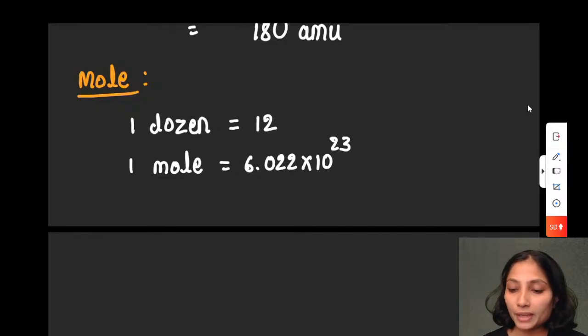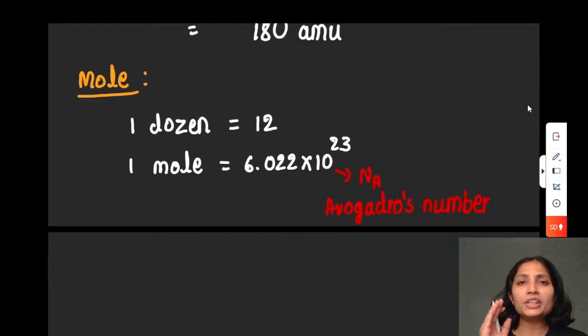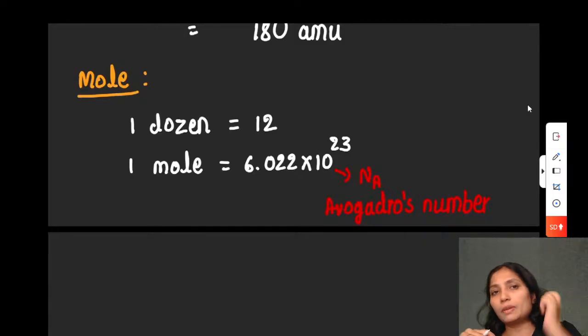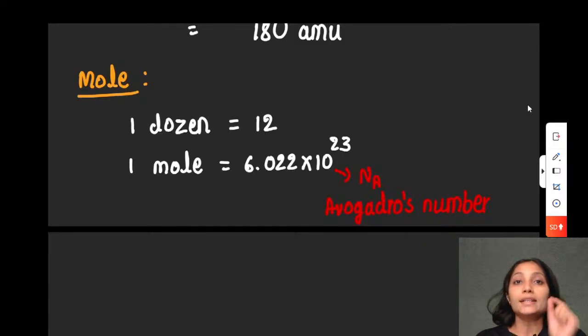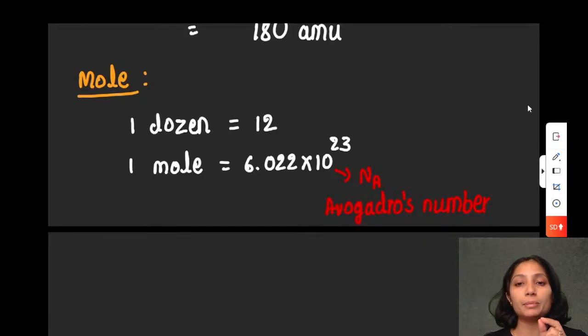This number is represented by the symbol Na. This is called Avogadro's number. What is the name given to this? Avogadro's number. So whenever you're asked how many particles or how many units will be present in 1 mole, what you have to say? 6.022 into 10 power 23 will be present. And what is the name given to that? Avogadro number.